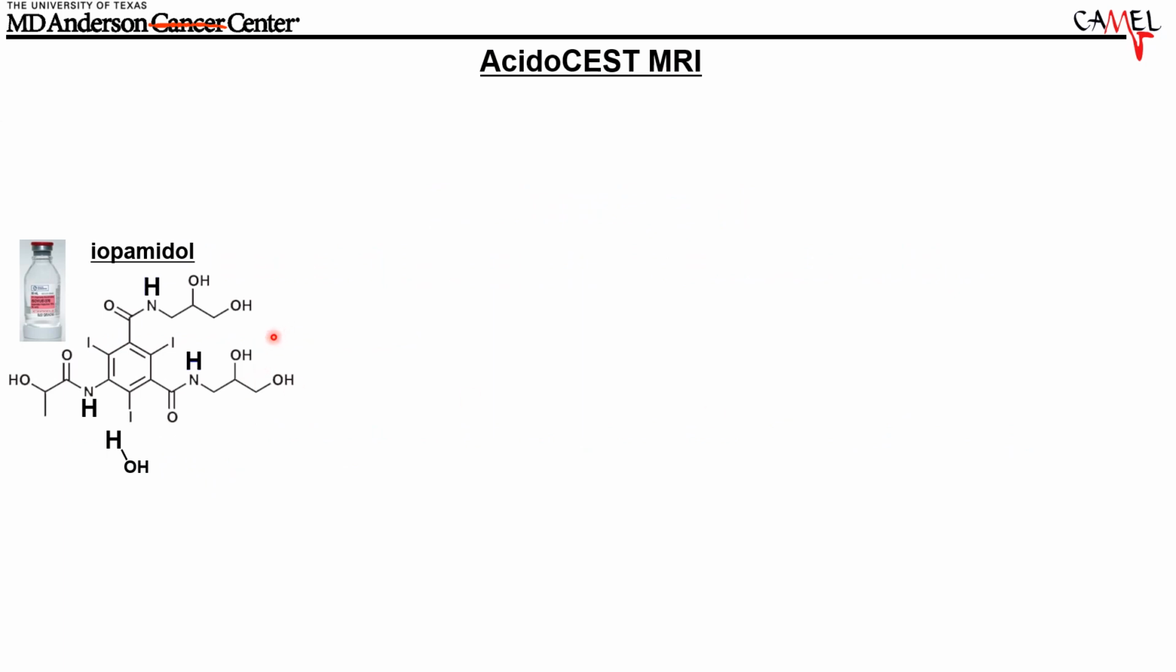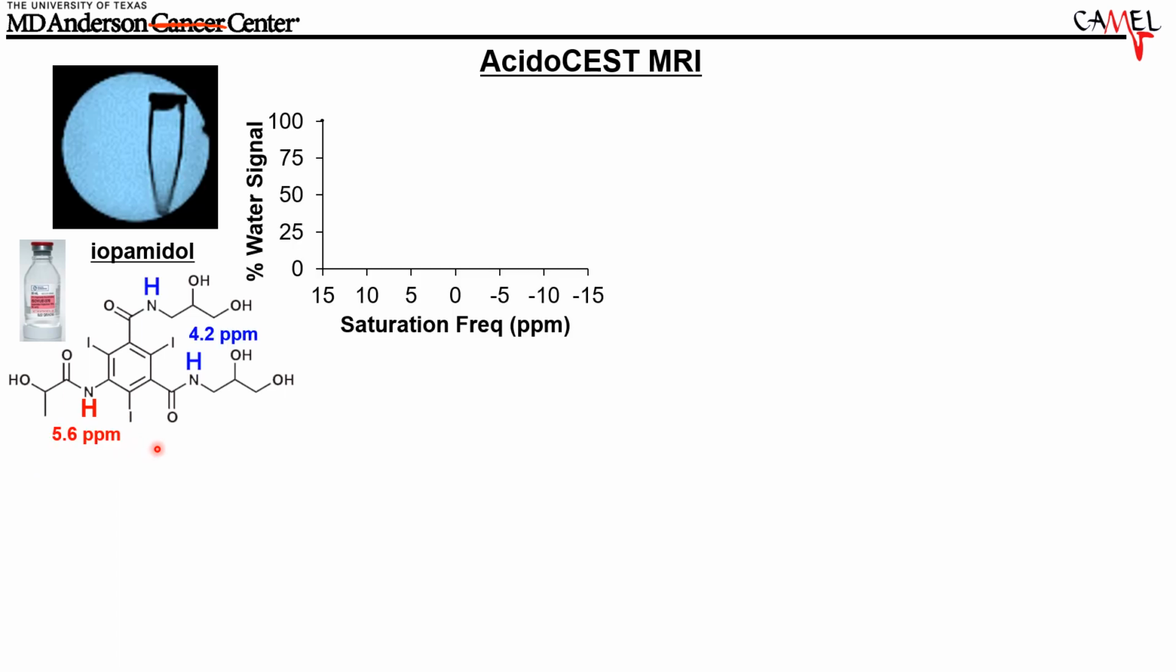AcidoCEST MRI is a method where we use iopamidol, which has an amide proton that can be selectively saturated, and when that proton exchanges with water, the saturation is transferred to the water, lowering the water signal. That can be seen in this experiment where we have iopamidol in the inner tube relative to no iopamidol in the outer tube. If we selectively saturate frequencies, eventually we get to 5.6 ppm, the resonance of this proton, and we see the CEST effect where the inner tube goes dark relative to the outer tube.